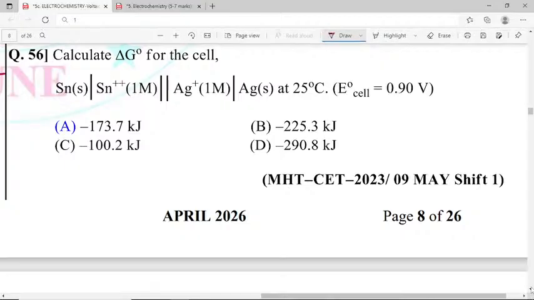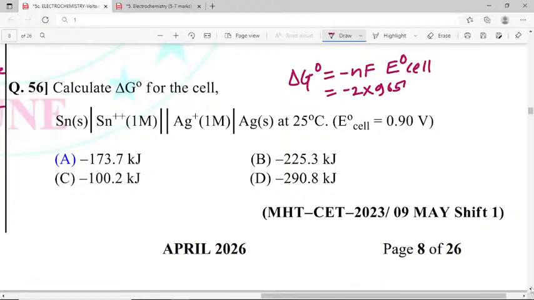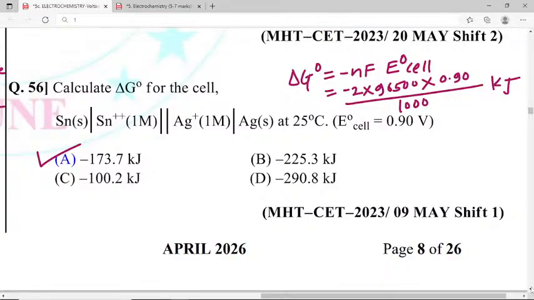Calculate del G naught for the following reaction. So del G naught is equal to minus nFE naught cell. So what is the n? 2. So minus 2 multiplied by Faraday 96500 multiplied by E naught cell 0.90, and this whole divided by 1000. So we'll get the kilojoule. So minus 173. This question was repeated in 2022-23 also. Okay, get it?